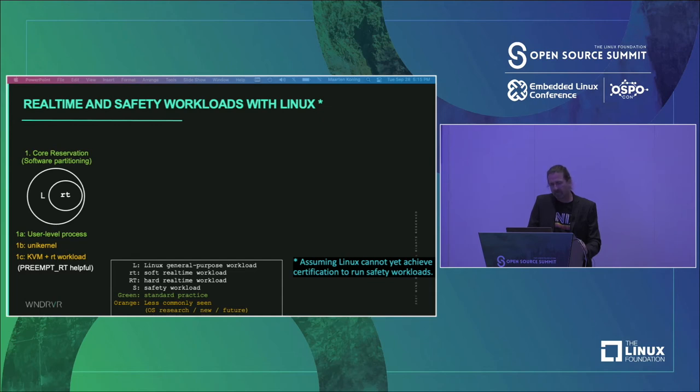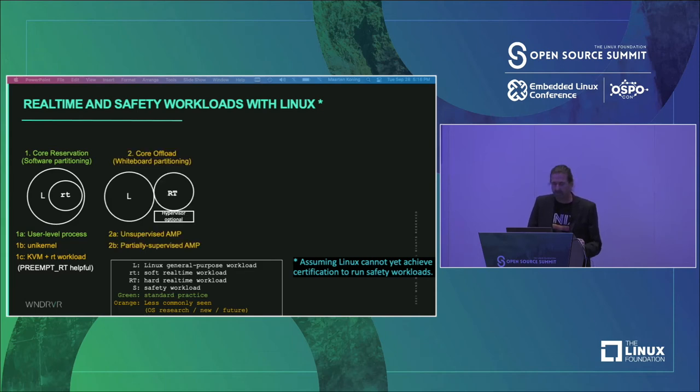So here's the whole landscape of options to run real-time and safety workloads with Linux. Core reservation, this is where you use Linux features to pin some thread to a core. And that thread could be running a user-level process, could be a unikernel, which is hopefully offloading system calls from Linux and dealing with them locally to reduce traps into the kernel. Could even leverage virtualization and have a vCPU that's running a real-time workload that's pinned to a reserved core. Of course, preempt RT is helpful in all of those cases, if not necessary.